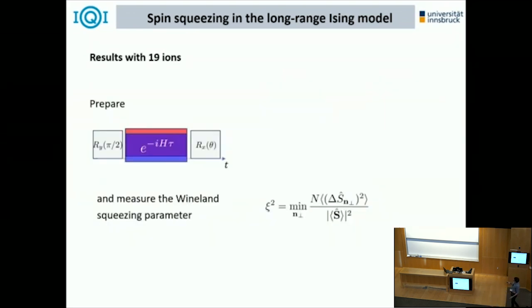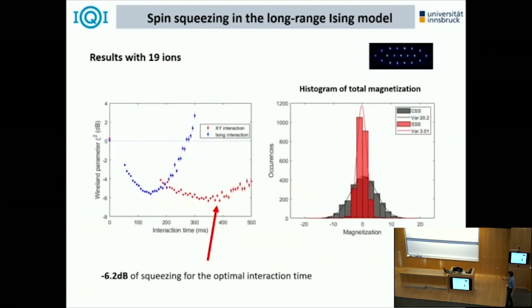So what we do is we prepare all ions in the equatorial plane. Then we apply our interaction to squeeze the state. And afterwards, we measure the variance and the Bloch vector length to estimate the so-called Wineland parameter, and this is a good measure for the spin squeezing. And we get some decent results out. This is the Wineland parameter versus the interaction time. And you see here the optimal interaction time of a few hundred microseconds. Oh, this is microseconds, not milliseconds, sorry. We get about minus 6.2 dB of spin squeezing.